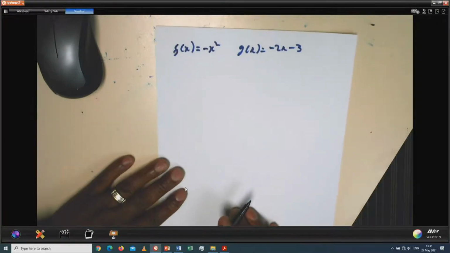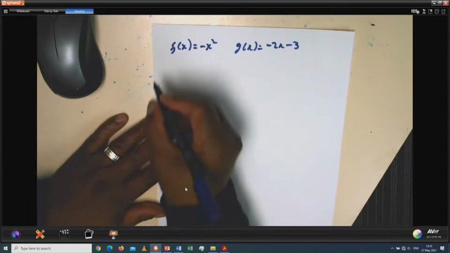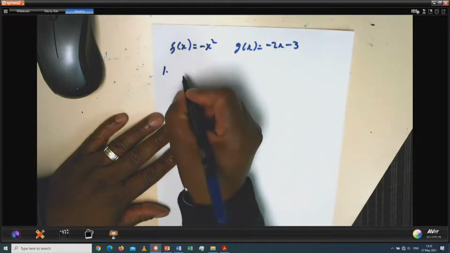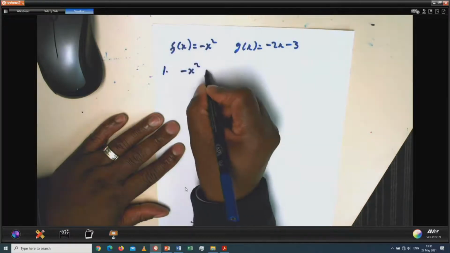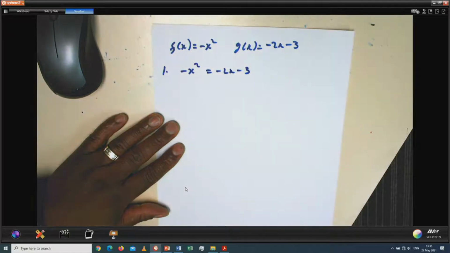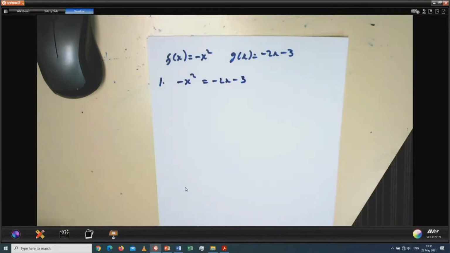Here we are. These are the two functions. Now we have to start with the solution of the first one: the point of intersection, the coordinates of A and B. Now, you equate the two graphs. This is basic knowledge that you should know. For point of intersection, you equate the two graphs.